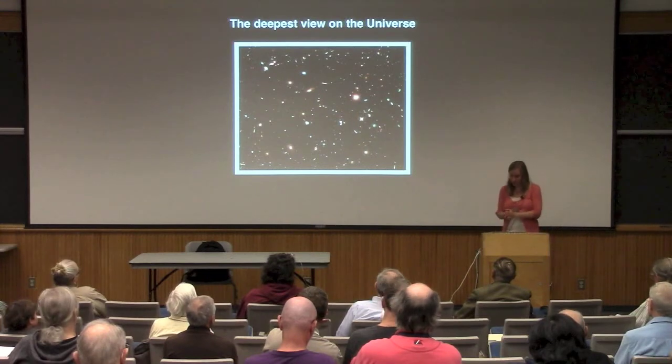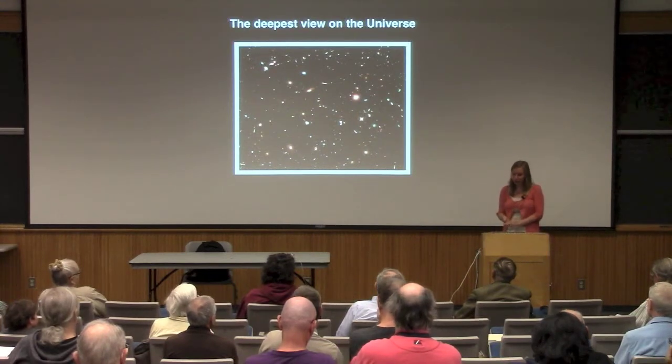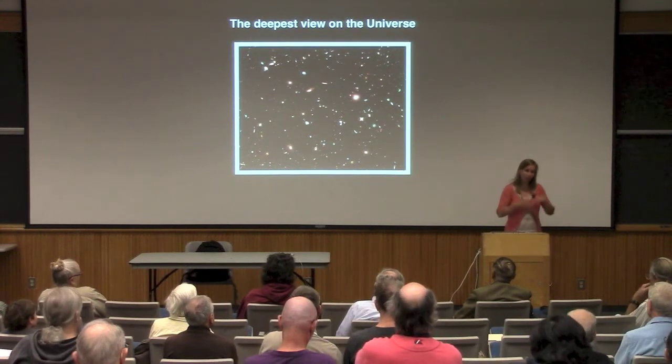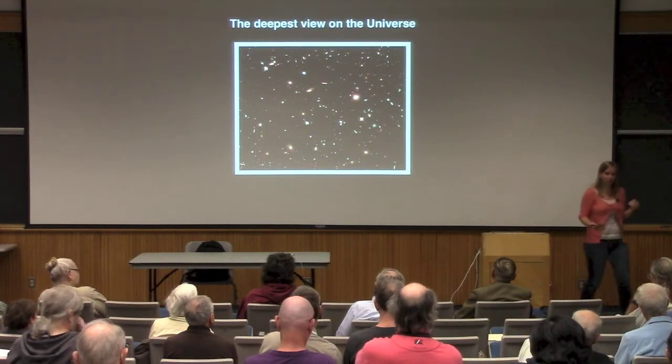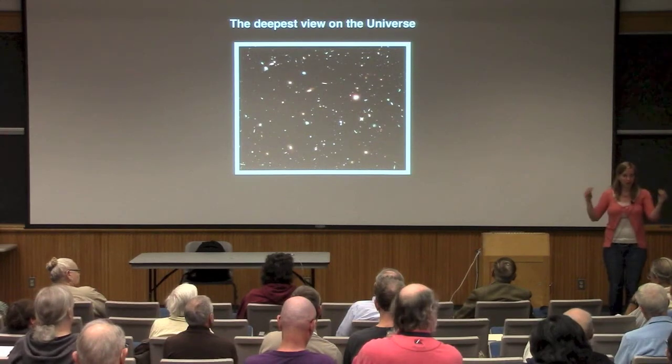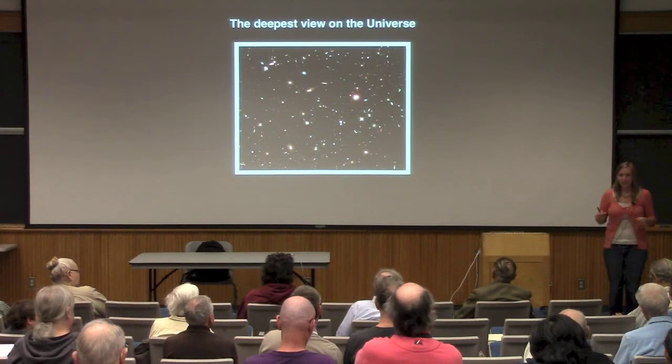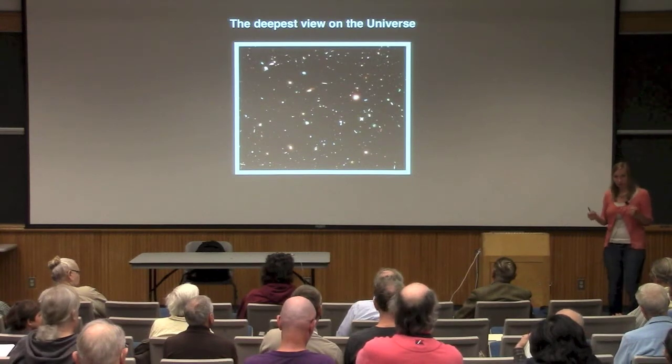Okay, so what we're really interested in is how galaxies look when the universe was much younger. Because by looking at galaxies when the universe was much younger, we can try to figure out how galaxies were actually formed, how these spiral galaxies were formed, how these elliptical galaxies were formed. That's what we want to know.